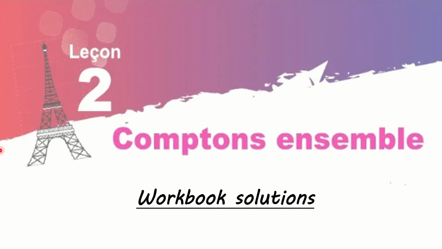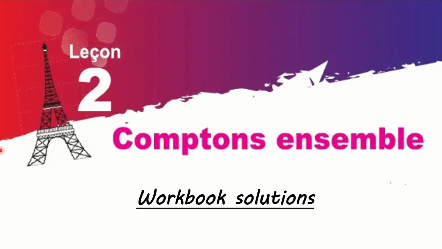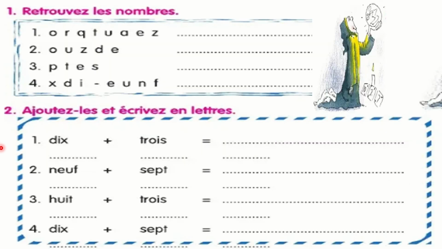So today we are going to start with the workbook solutions of lesson 2, leçon de comptons ensemble. That means let us count together. So here we are at question number 1, that is retrouver les nombres. That means retrieve the number. What we need to do in this question is, here are jumbled words that are given to us. We need to unjumble them to guess the correct number.